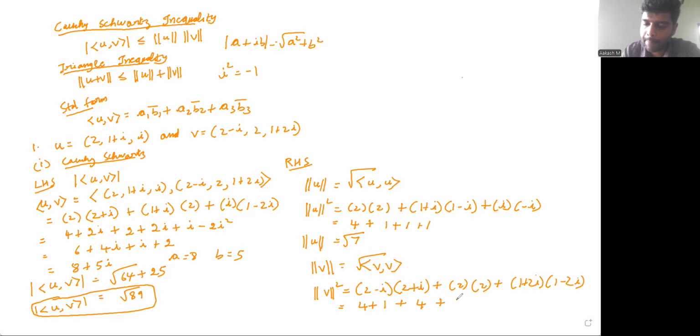Again, a plus b, a minus b. a square is 1 square, minus b square, where b is 2i. So 2 square you will get 4, i square you will get minus 1. So minus into minus you will get plus 1.